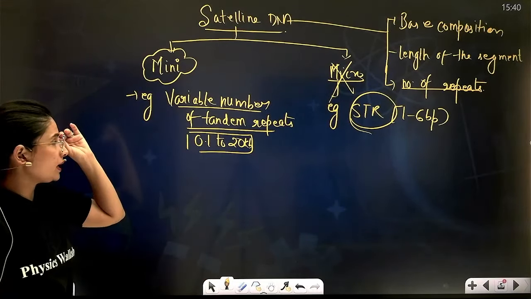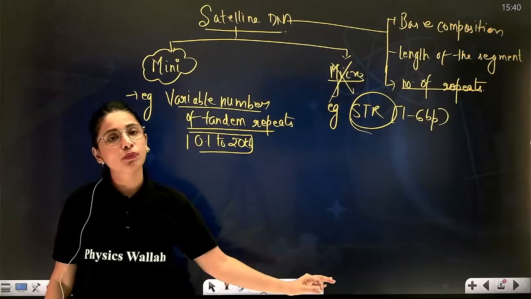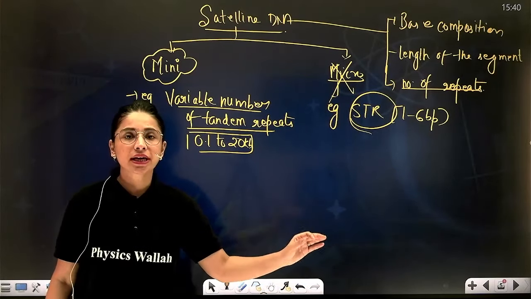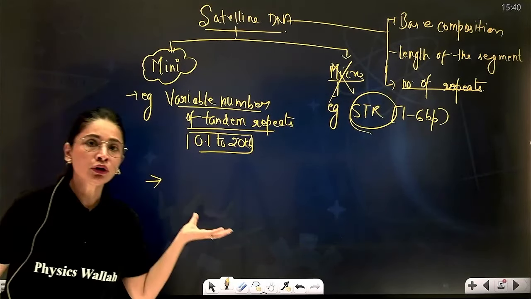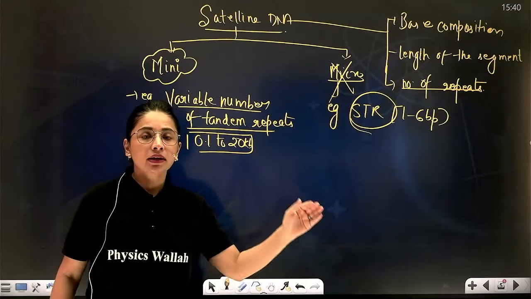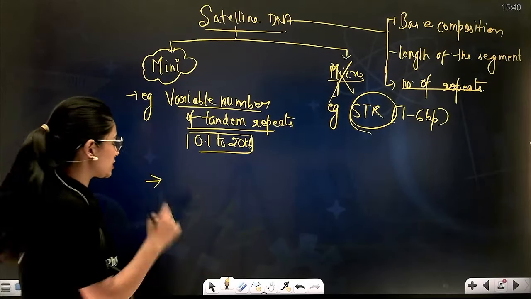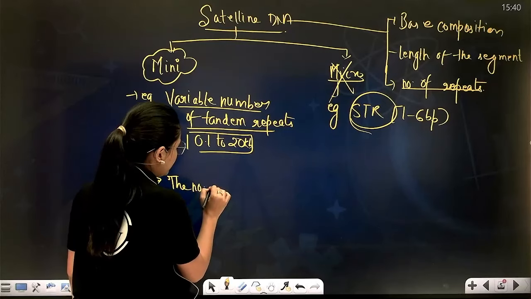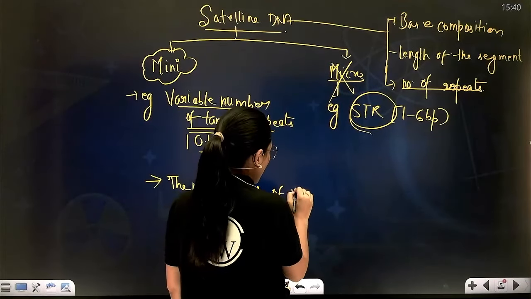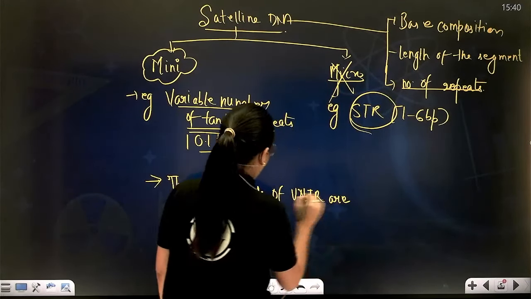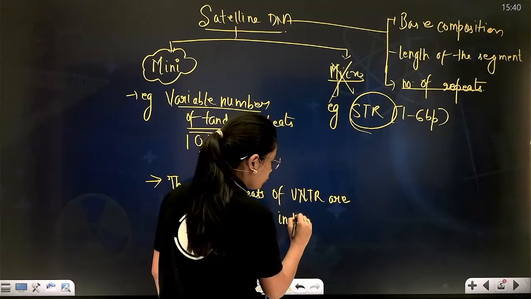Now, variable number of tandem repeats, short form VNTR. So VNTRs are used out of that 0.1% of unique genome in order to study DNA fingerprinting. Now, the next important point: the number of repeats of these VNTR is variable from individual to individual and chromosome to chromosome. So the next point you're going to write is the number of repeats, not the sequence, the number of repeats of VNTR are variable from individual to individual and chromosome to chromosome.